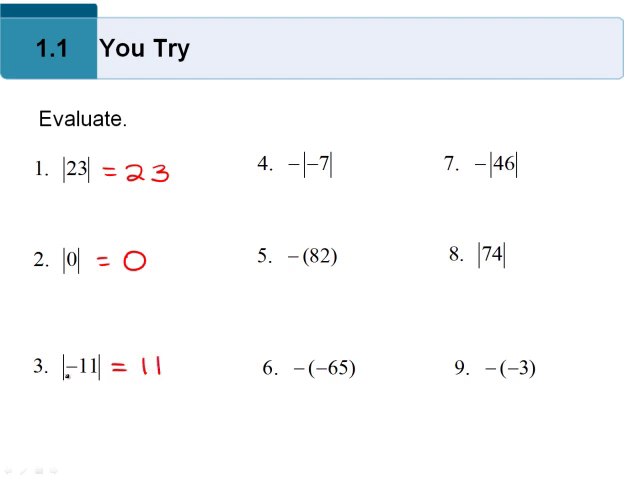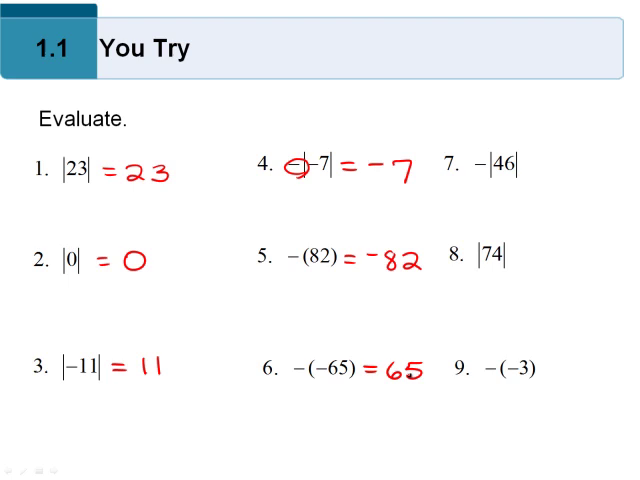Okay. But now look at number 4. We have an opposite sign out in front. So no matter what's on the inside, that doesn't matter. The answer is always negative with absolute value. Okay. But now number 5, that is not absolute value. That is just an opposite. The opposite of positive 82 would be negative 82. Okay? Number 6, absolute value or just an opposite? Right, parentheses, just an opposite. Okay? The opposite of negative 65 would be positive 65.